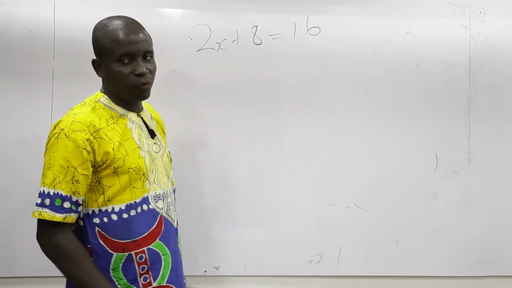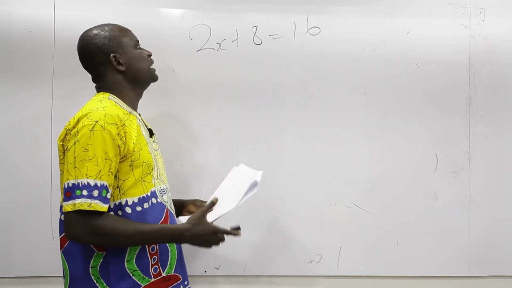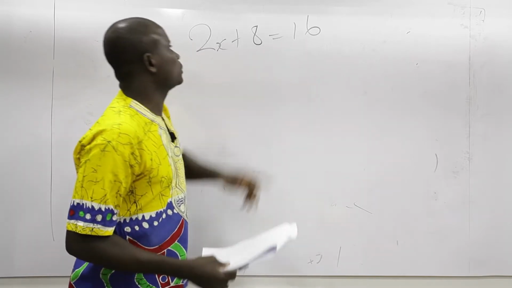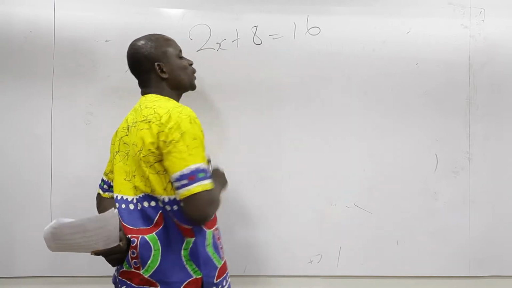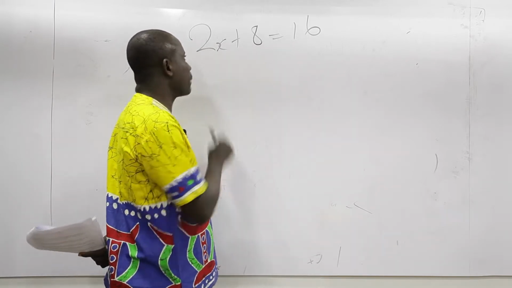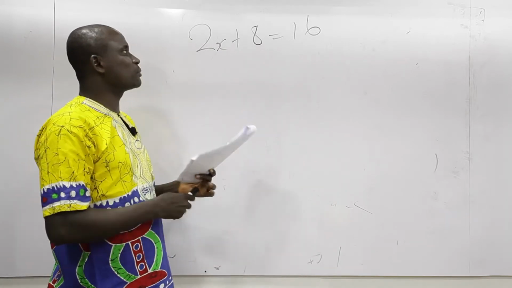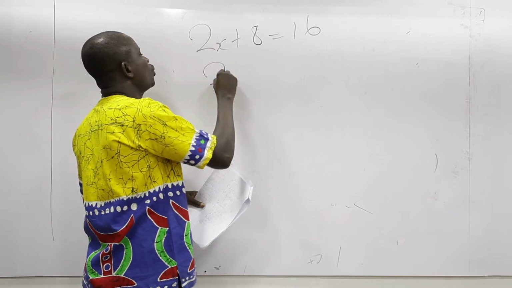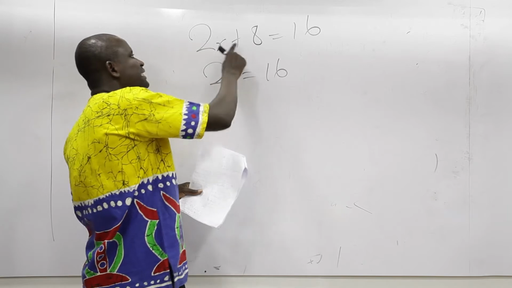Therefore, if I'm to solve, I have to group like terms, right? How do you group like terms? This and this, they are common terms. Why? Because this 8 doesn't contain x. This 16 doesn't contain x. But this one, there is x attached to it. Therefore, in grouping the like terms, I'll write it this way. 2x is equal to 16. Then, this is plus 8.